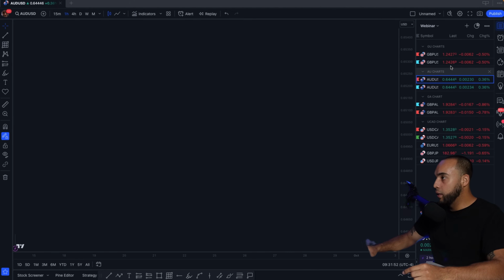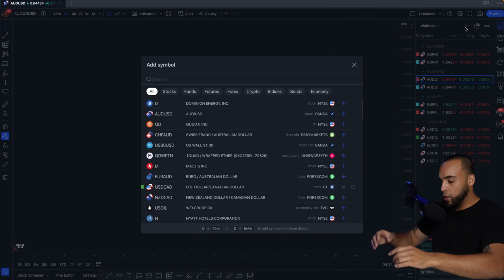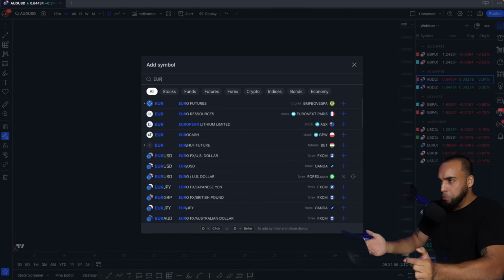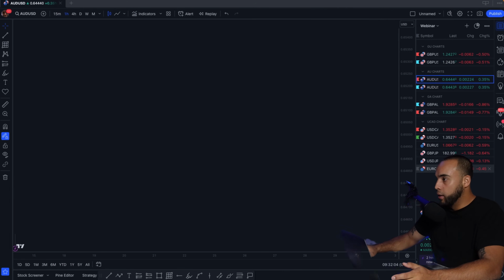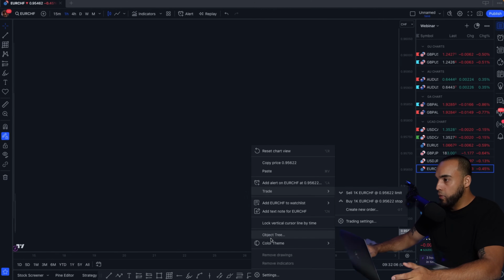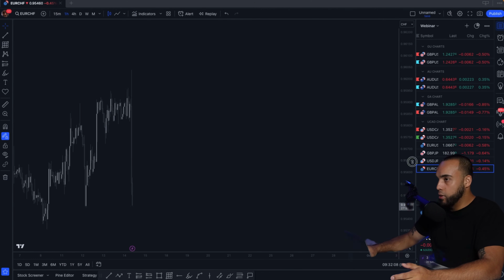Let me look at just random pairs here. Let me go to a Euro, NZD or CHF. I don't know. I don't trade none of these, but this is how simple it could be for you. Okay, there's no drawing, no nothing.